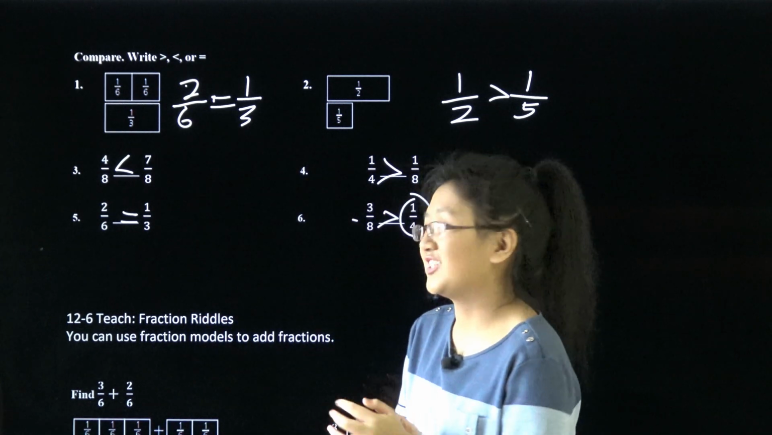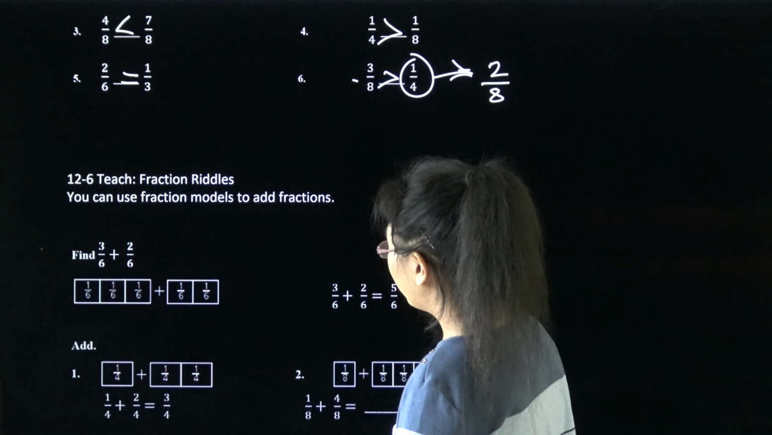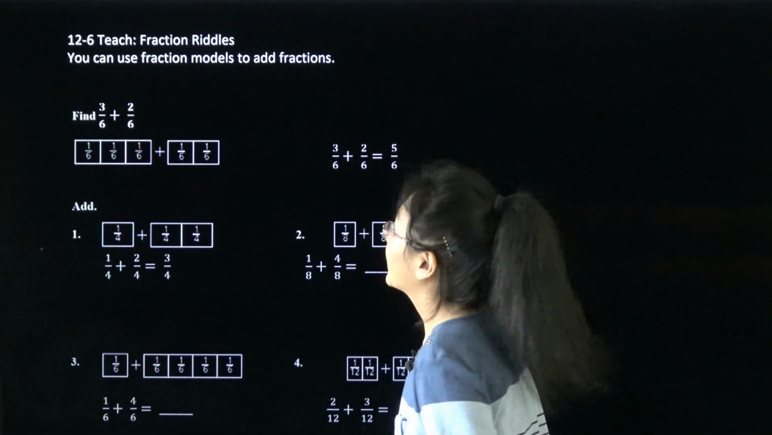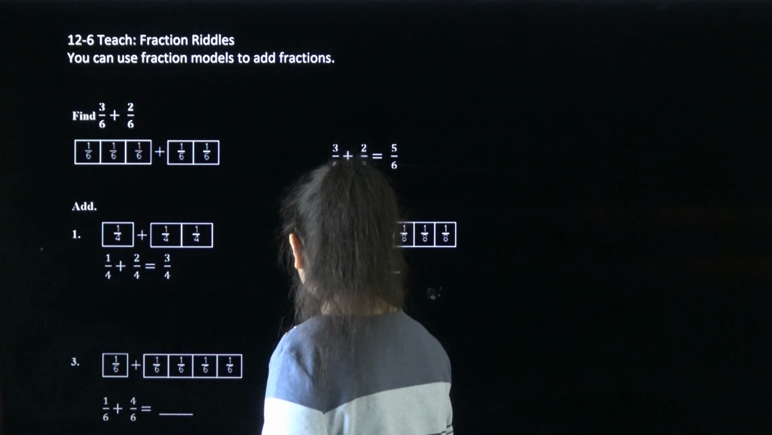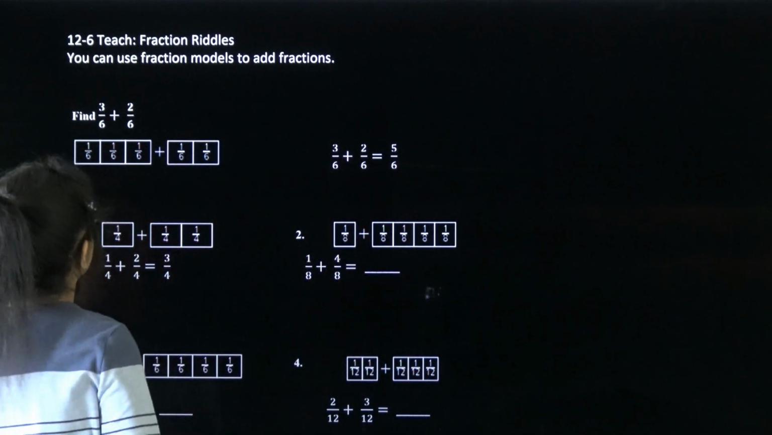Yay, we're done that section, finally. Now, let's have some fraction riddles. Well, they're not really riddles, but section 6. You can use fraction models, or you can just use what you've learned before. We don't really actually need these.